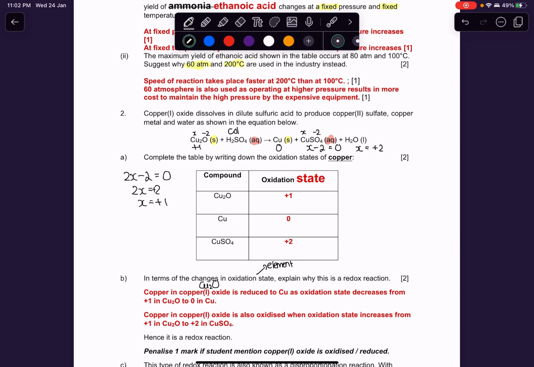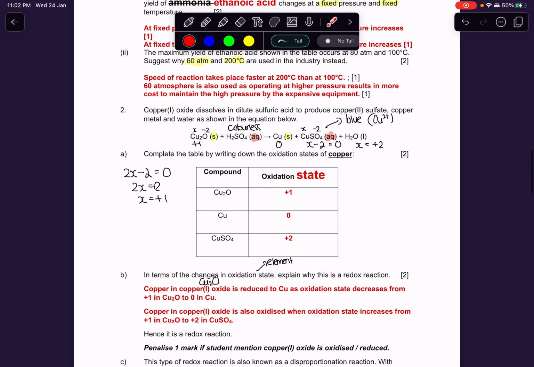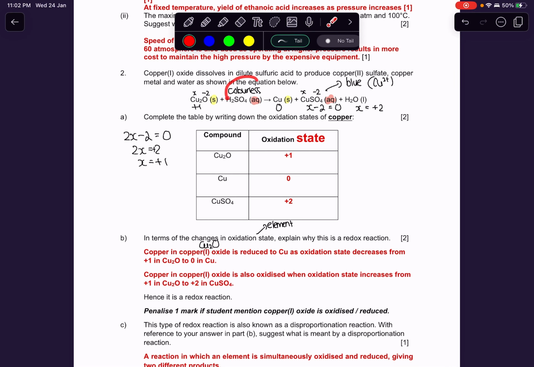For your aqueous solution, H2SO4 is an acid, colorless, and then copper 2 sulfate is blue because it contains Cu2+ ions. Remember from your QA, your light blue or blue is your Cu2+. So the color change for the solution will be colorless to blue or light blue.